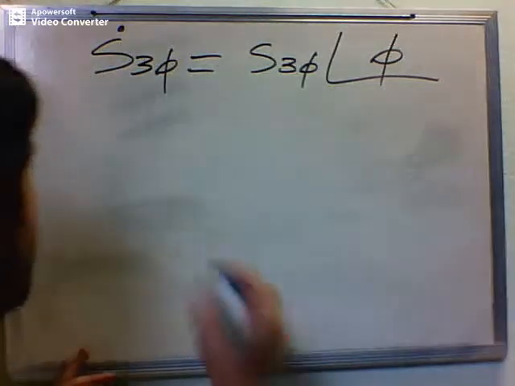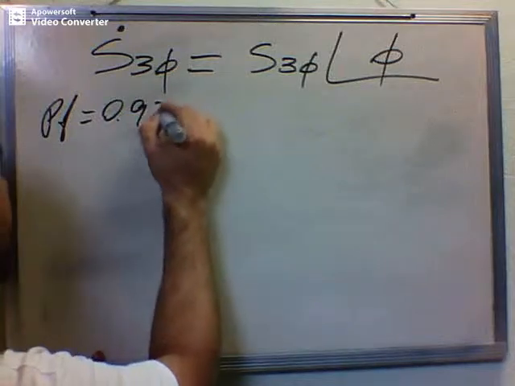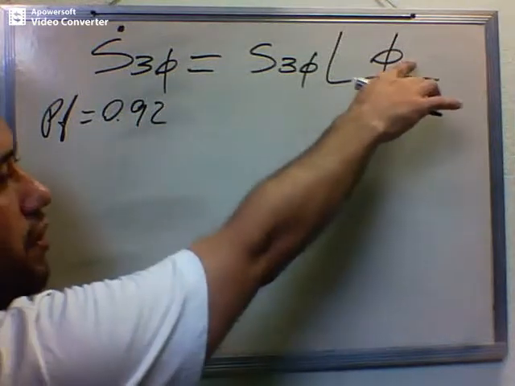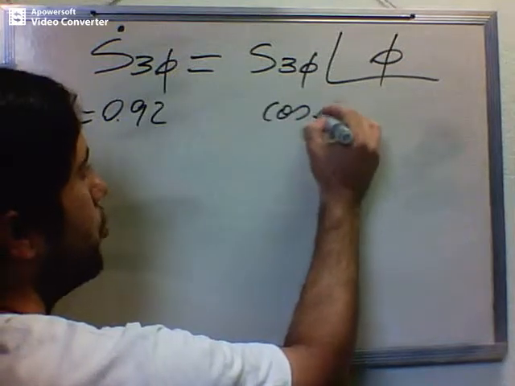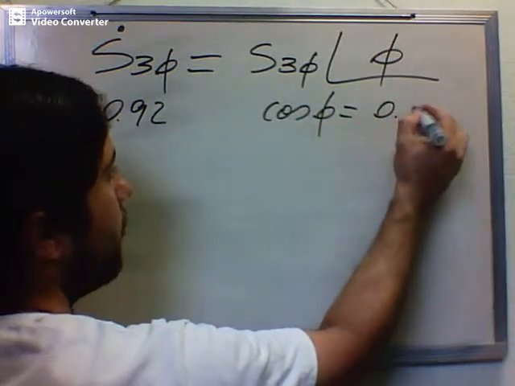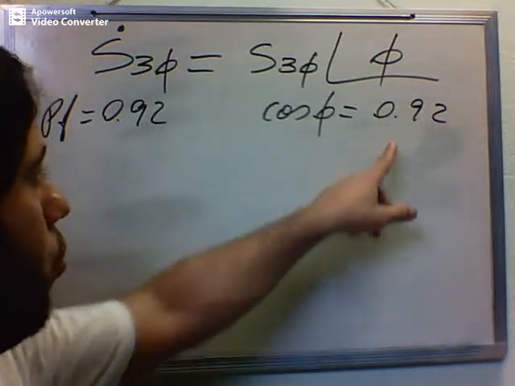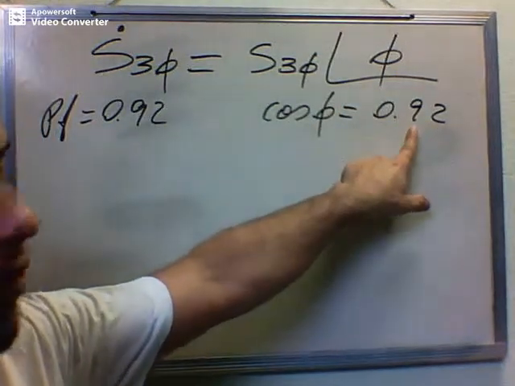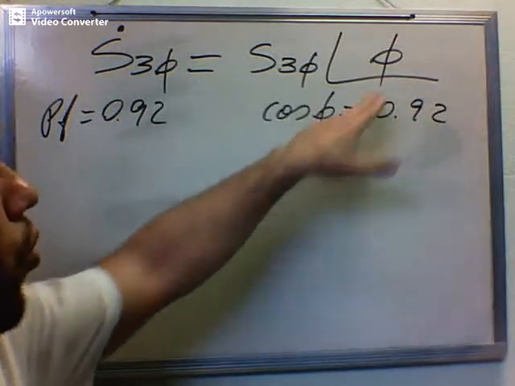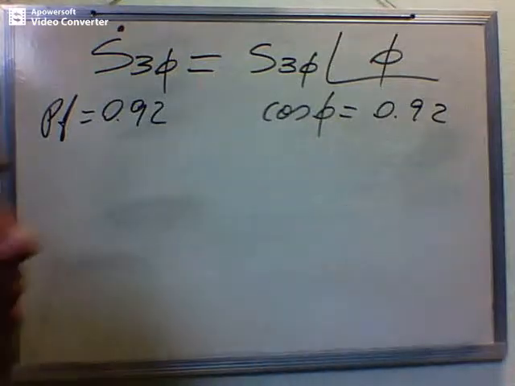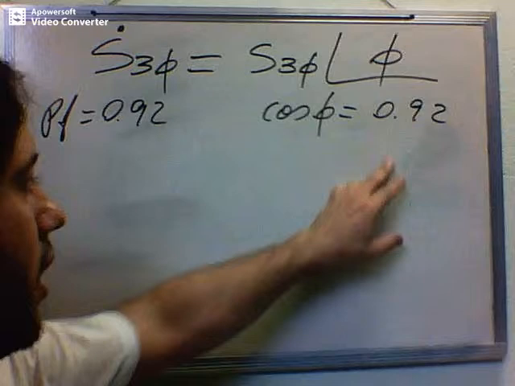We need the power factor to be 0.92. So we need this angle here to have the cosine of 0.92. This is what we wish. We wish this angle to have this cosine. We are not going to be much worried about the angle. The information that we need we already have, which is the cosine of the angle.